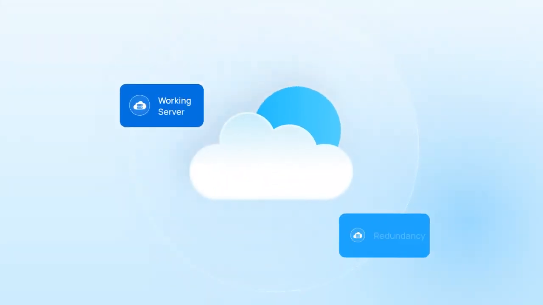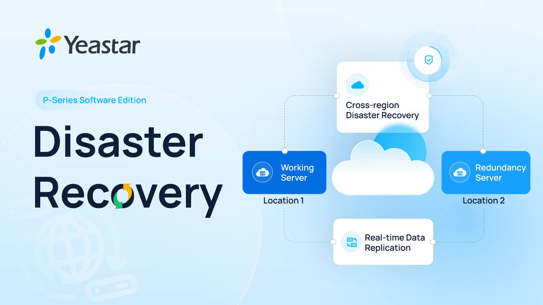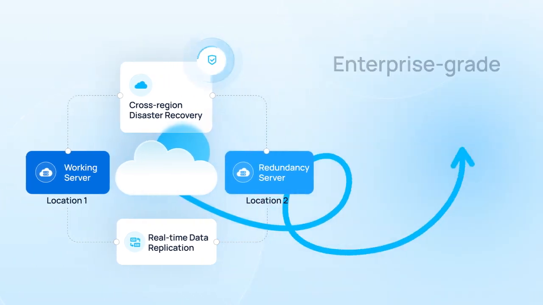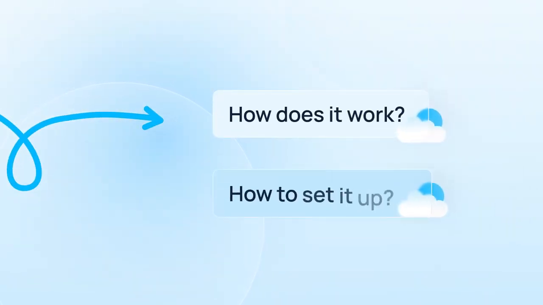Yeastar P-Series Software Edition now supports the disaster recovery feature, enabling the system to have a redundancy server in a remote network, achieving a validated standard high availability. This video will explain how it works and how to set it up.